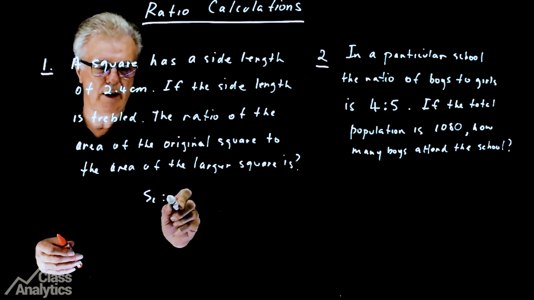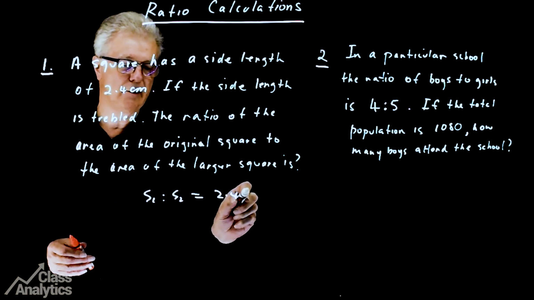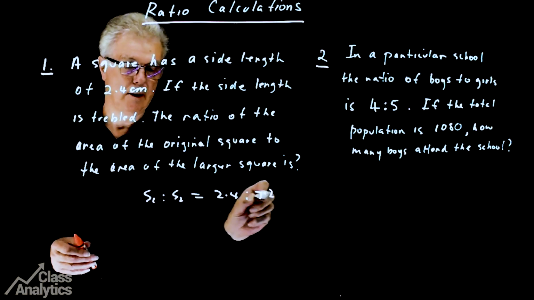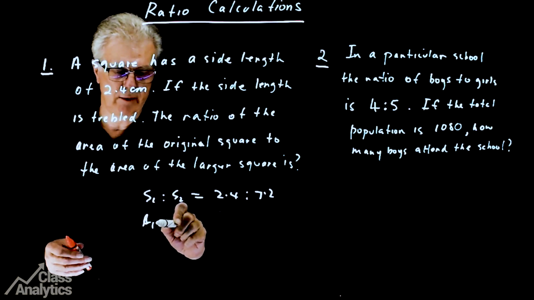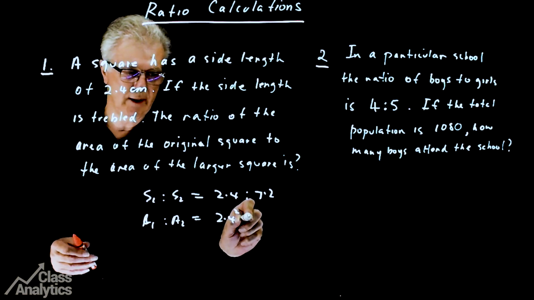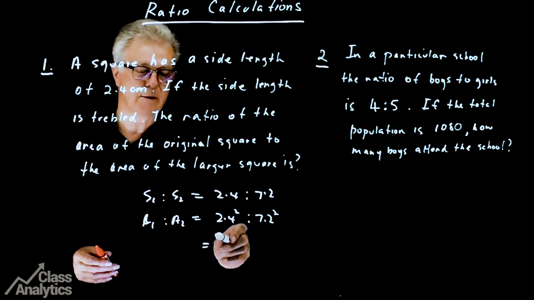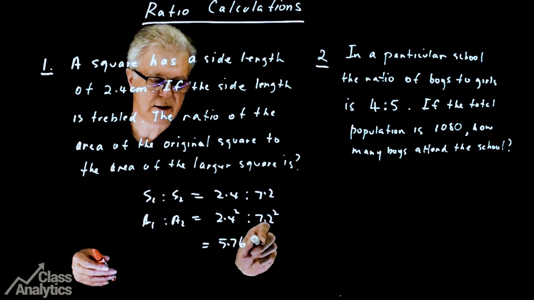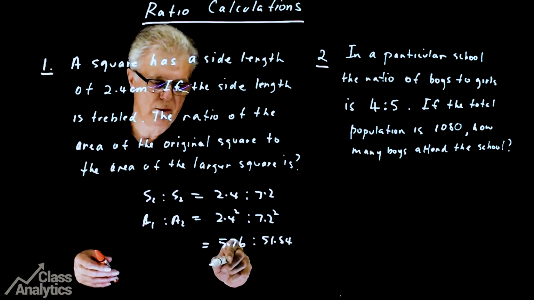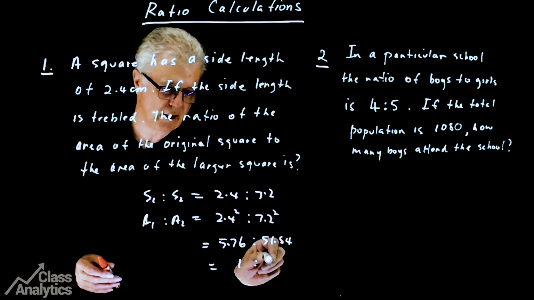Take the side 1 to side 2. Now it's going to be 2.4 and, when we multiply this by 3, we get 7.2. The areas, because they're squares, area 1 to area 2, is simply 2.4 squared as to 7.2 squared. And that works out as 5.76 to 51.84. But when you break this down, divide that one into that one, you get the ratio 1 as to 9.